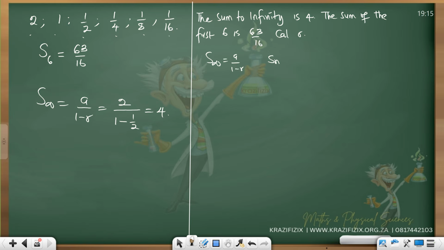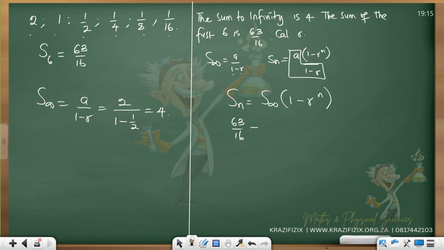Oh, this one is a over, don't cram it. What is this? A over 1 minus r. So I'll use that one. And this is sum to infinity. Okay, so check. Sn is S infinity times something. Don't you see that life is better? Sum of the first 6 terms, what is it?